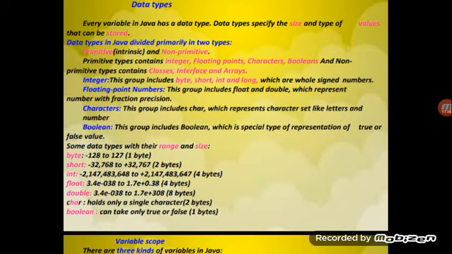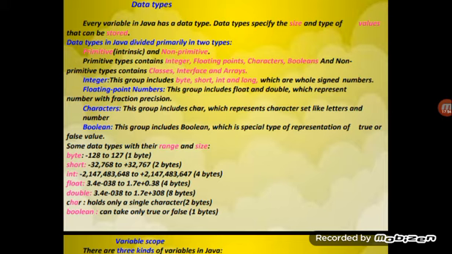Shall we discuss these things? Every variable in Java has a data type. Every variable is declared with a data type, for example, integer. A data type specifies the size and type of values that can be stored. Whichever data type you specify, that determines how much size it will have and what type of value can be stored.